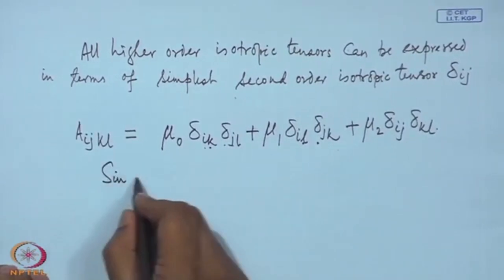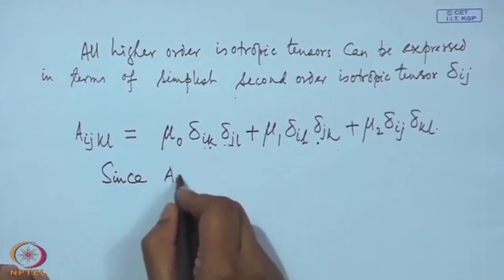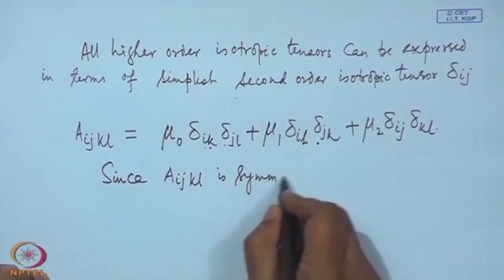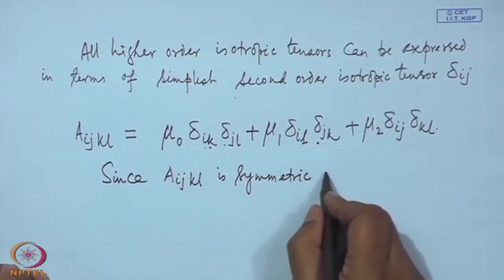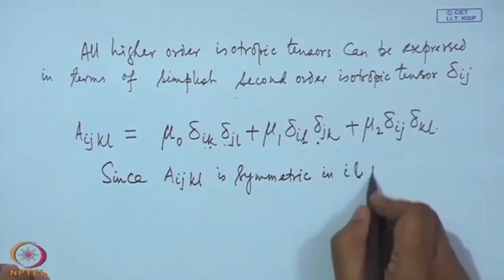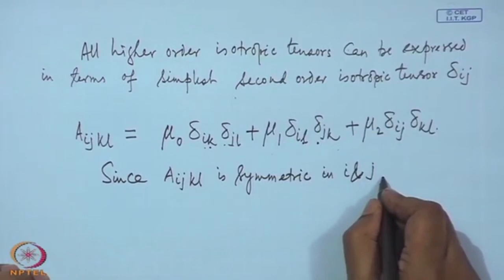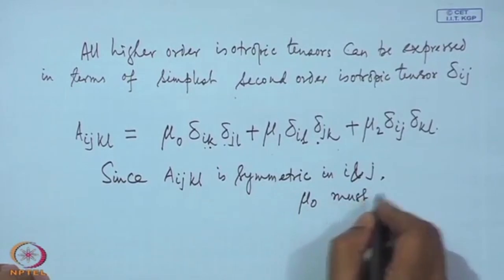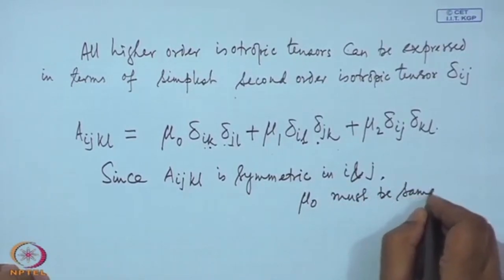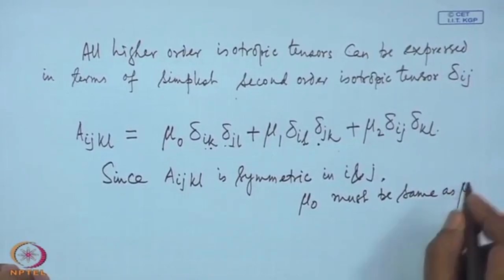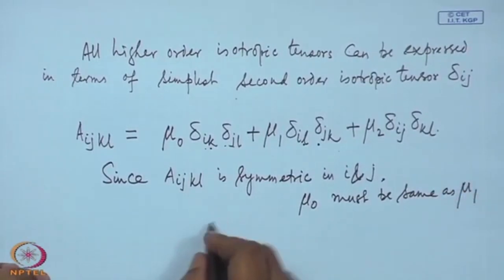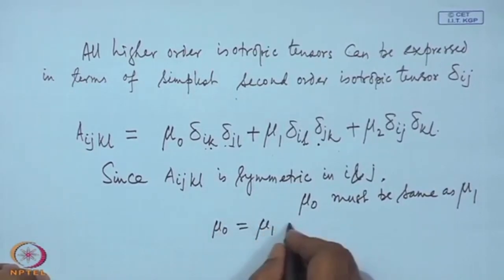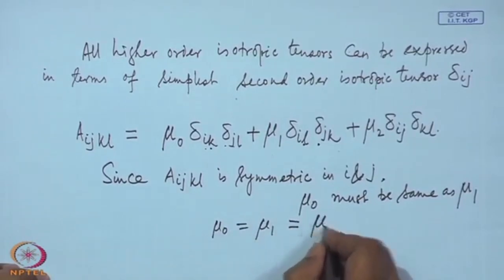So, we get that since A I J K L is symmetric in I and J, mu 0 must be the same as mu 1, or mu 1 must be the same as mu 0, whatever you want, and we will call this mu. Instead of writing mu 0 and mu 1, we will just write mu.